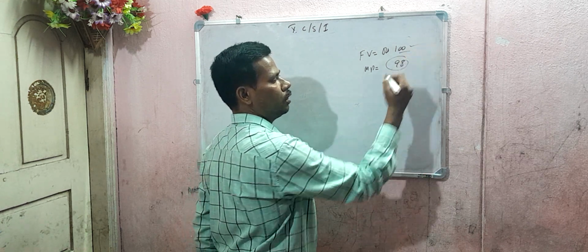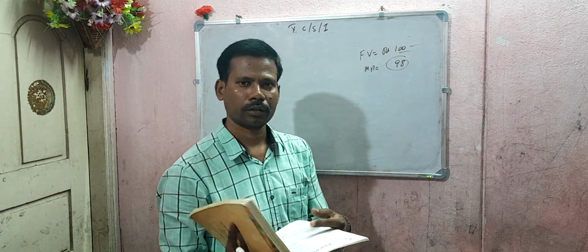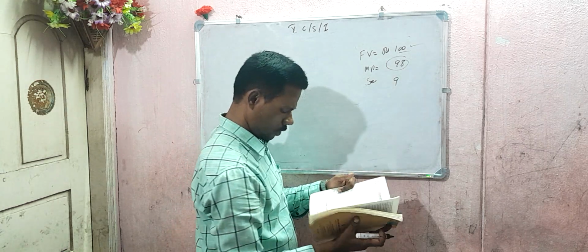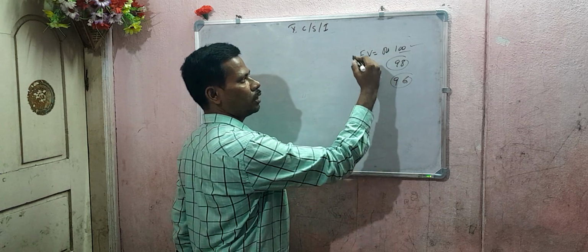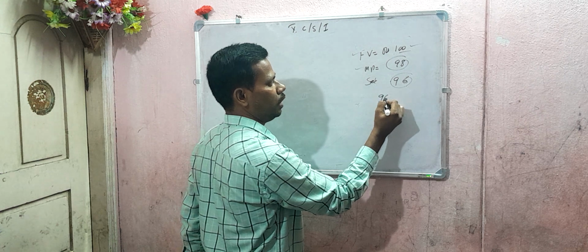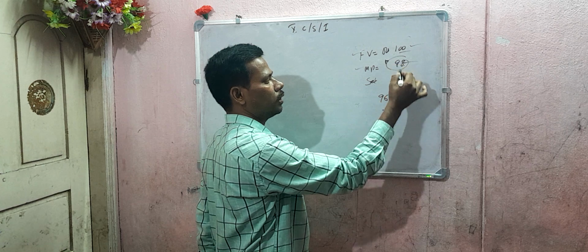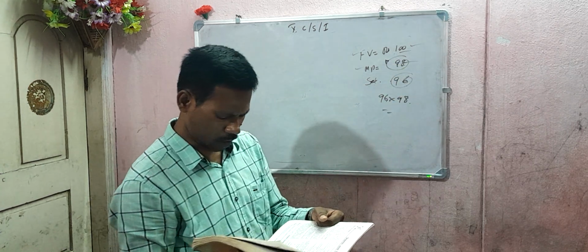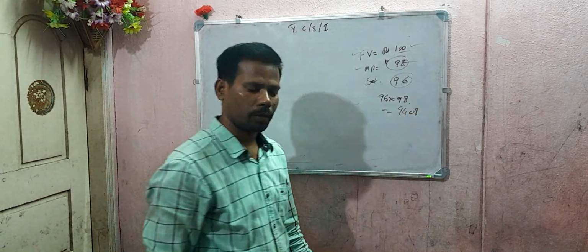Here clearly rupees 100 shares are given, and we are selling 96. So market price is 98, face value is 100. How much money would be realized by selling 96 shares? 96 into 98, because each share's value is the market price 98. So 96 into 98, which is nothing but 9408. This is another type.